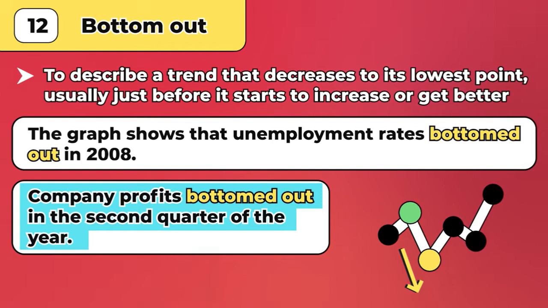Word number 12 is bottom out, which is an excellent advanced word that is used to describe a trend that decreases to its lowest point, usually just before it starts to increase or get better. Here are a few examples. The graph shows that unemployment rates bottomed out in 2008. Company profits bottomed out in the second quarter of the year.